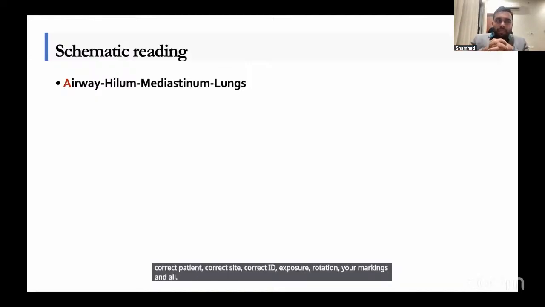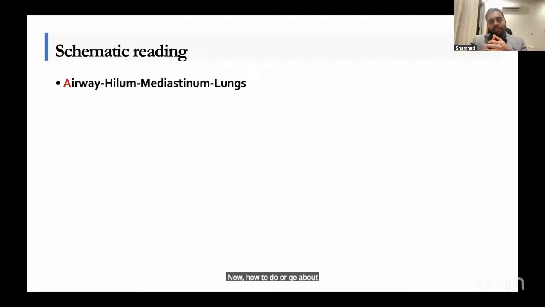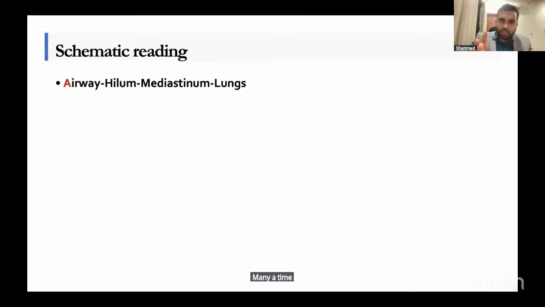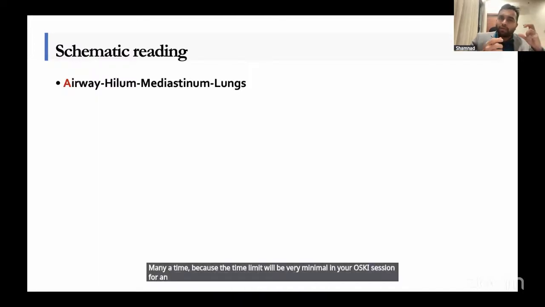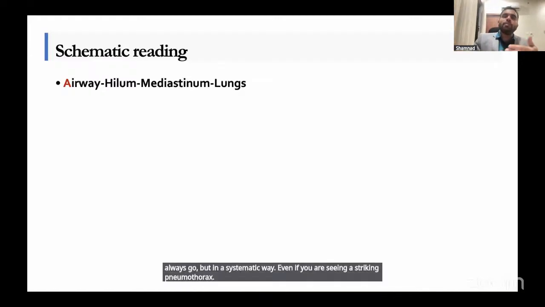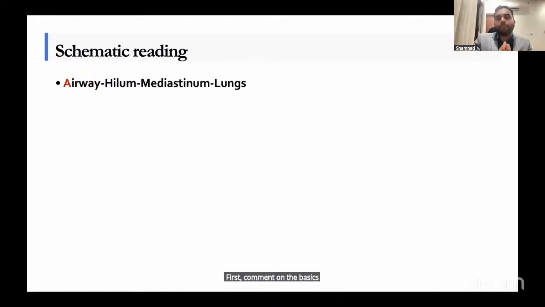Now, how do you go about reading an X-ray? In your exam also, how do you approach reading an X-ray? Many a time, the time limit will be very minimal in your OSCE session for an X-ray. But whenever someone asks you to read an X-ray, always go in a systematic way. Even if you are seeing a striking pneumothorax, first comment on the basics, that this is a chest X-ray, anteroposterior view of the neonate. Some people go from the airway down, or some people go from the finding and up.